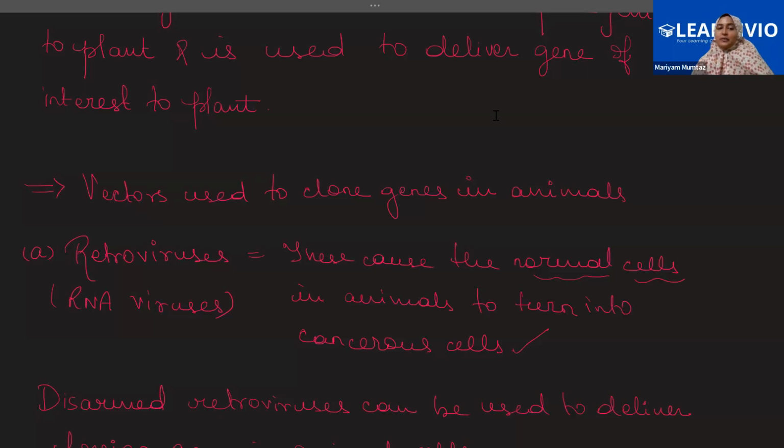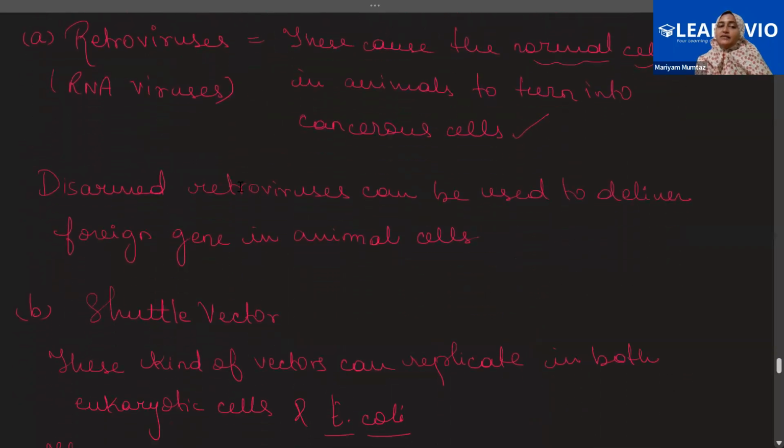Anyway, coming back to the topic, these retroviruses can be used to transfer genes into the animal cell, because retroviruses also have a really high copy number. They divide a lot. But when we have to send it to the animal cell, we have to disarm it so that it won't cause any disease in the animal cell.